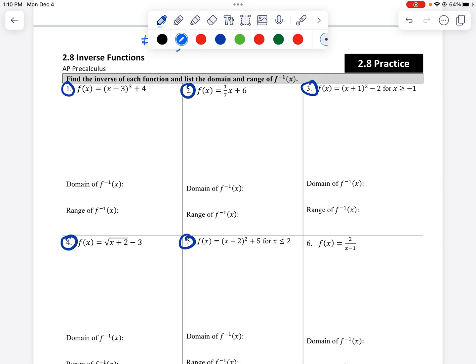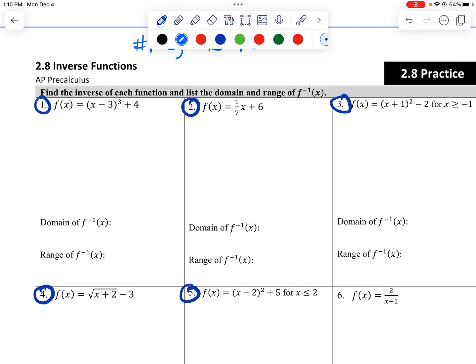Okay, so let's take a look at this first one. What is the domain and range of this first one? Well, this is a cubed function, so it looks like that. So our domain is all reals, and our range is also all reals.